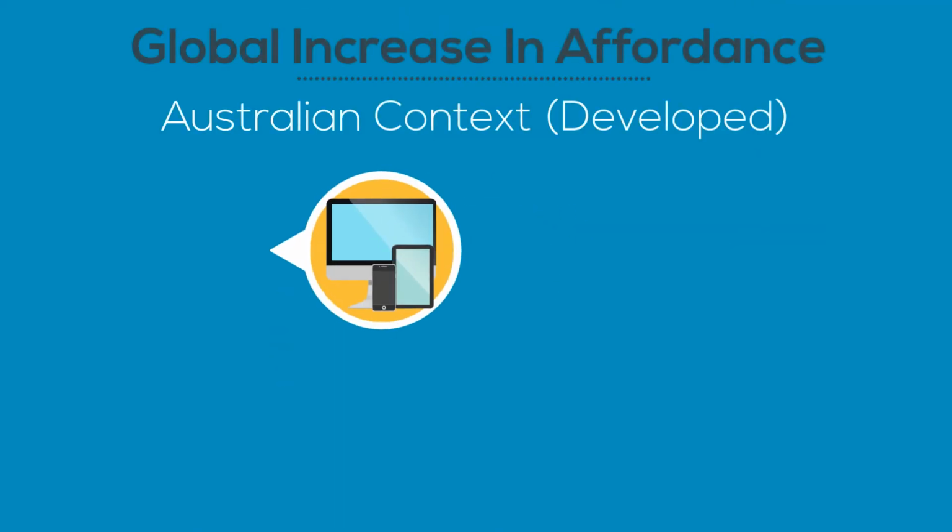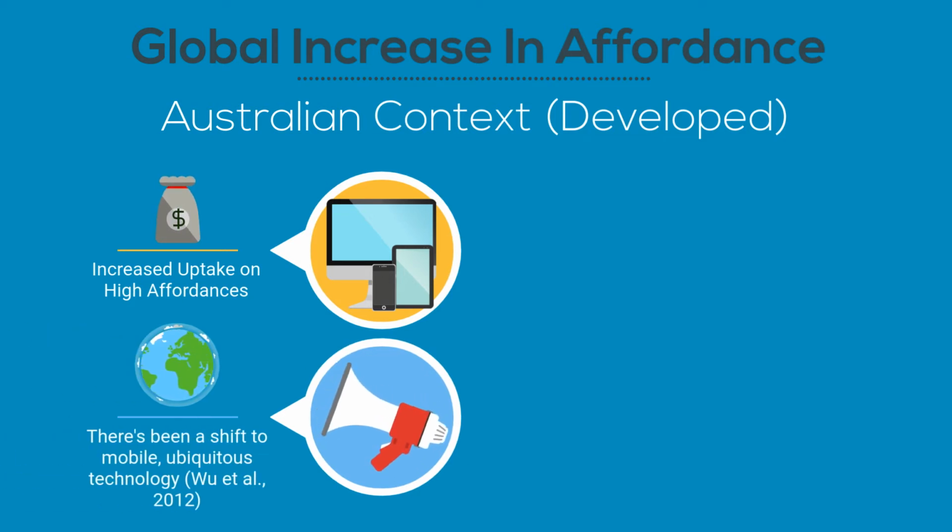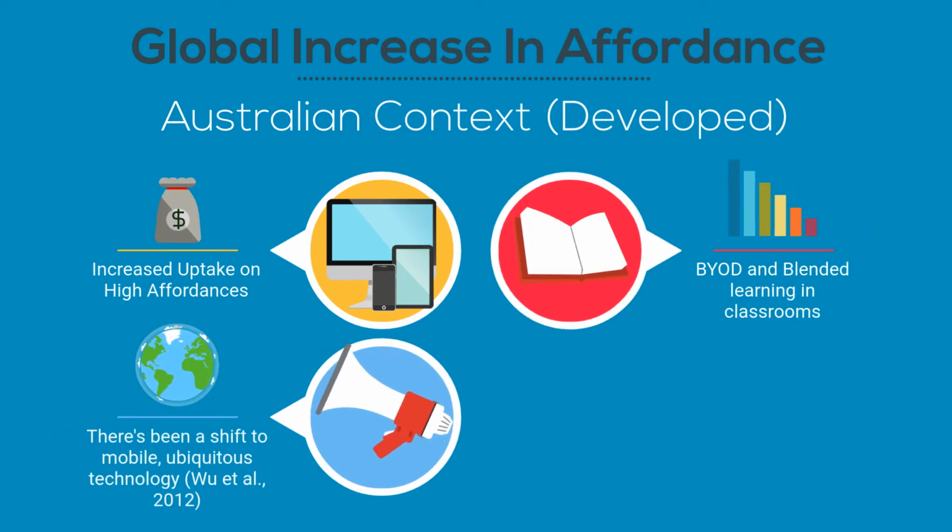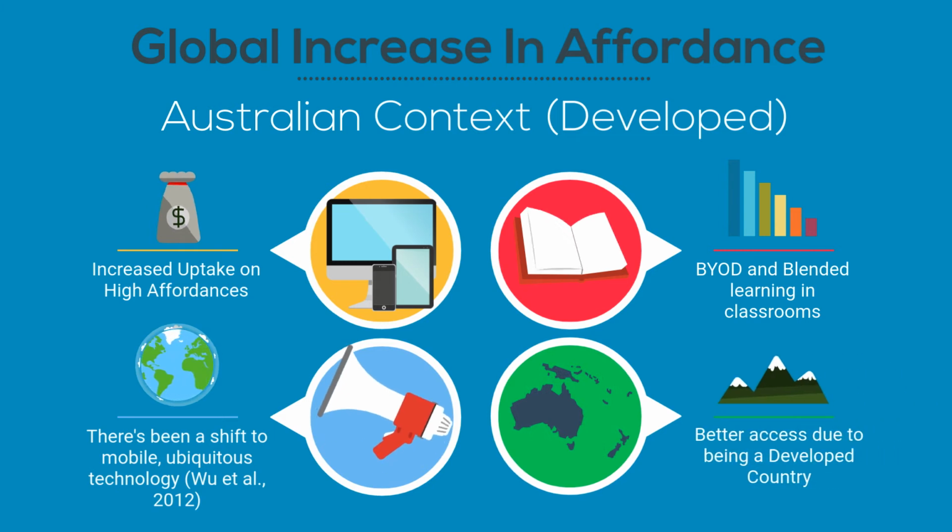Australia follows similar characteristics to other developed countries. There is an increased uptake on devices with higher affordances. This is seen through a shift to mobile and ubiquitous technology. Mobile devices are being introduced to many classrooms through bring your own device and blended learning. We also have better access to mobile devices in classrooms.